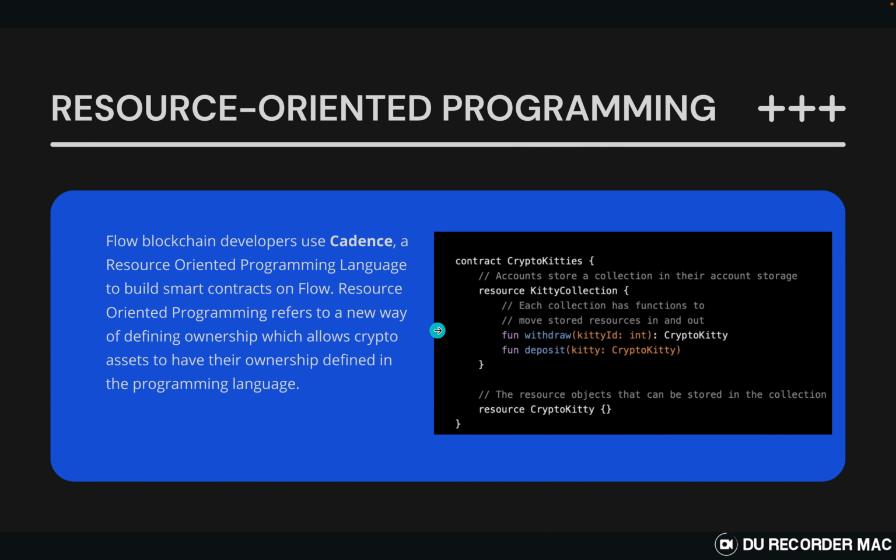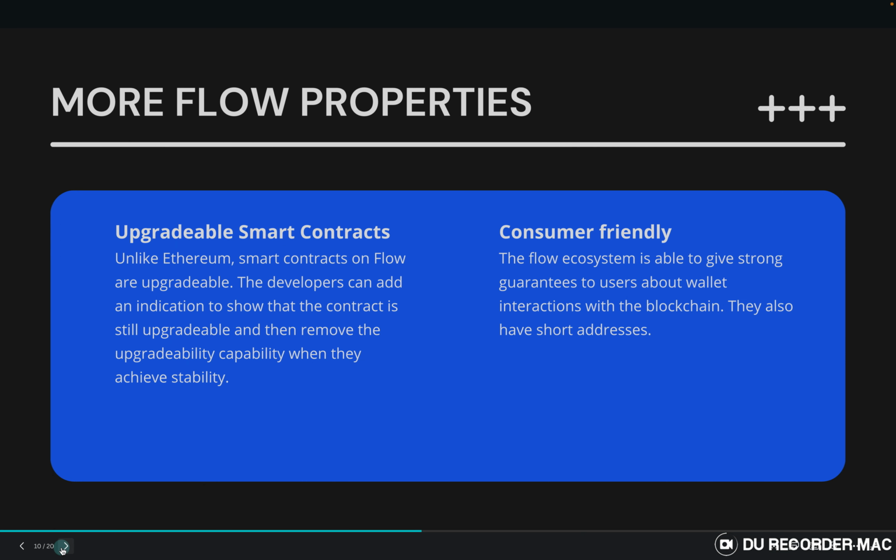So yeah, let me move forward. So more Flow properties. We have upgradable smart contracts, and they're also consumer friendly. So unlike Ethereum, smart contracts on Flow are upgradable. The developers can add an indication to show that the contract is still upgradable, and then remove the upgradability capability. But they can remove the ability for them to be able to upgrade it later, this to achieve stability, right?